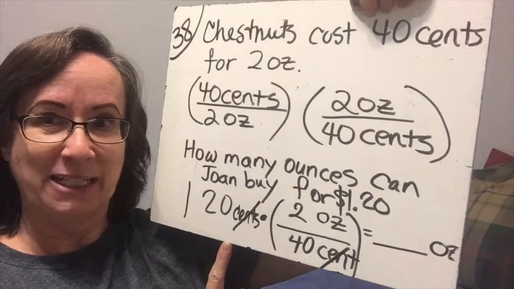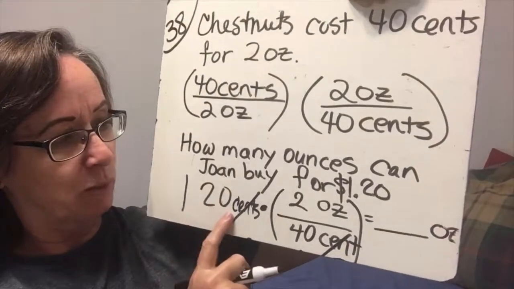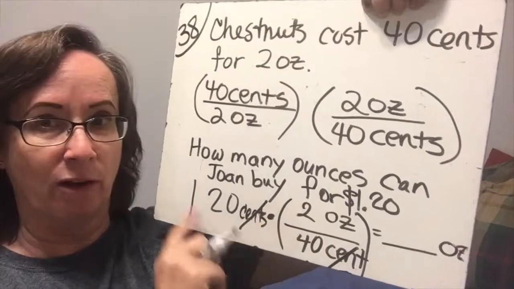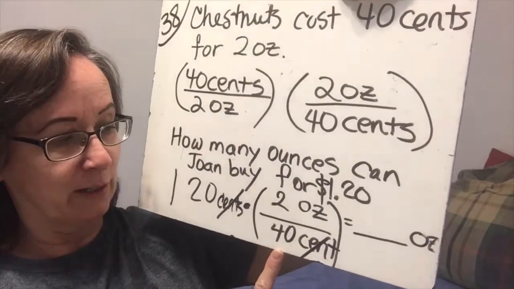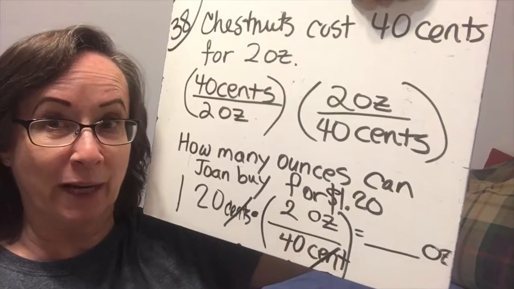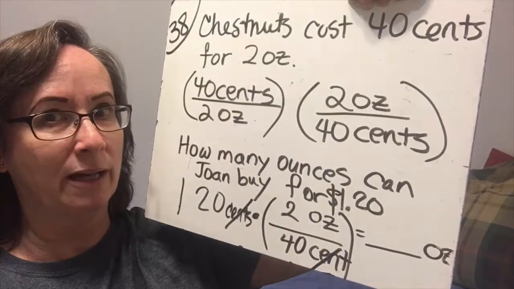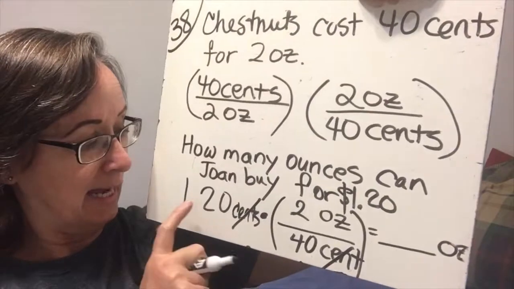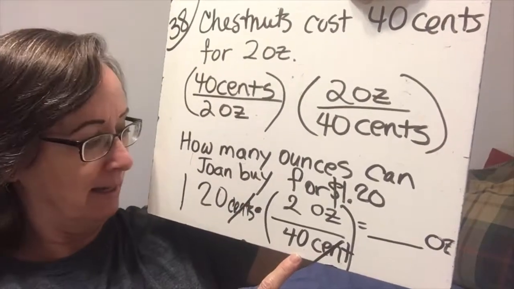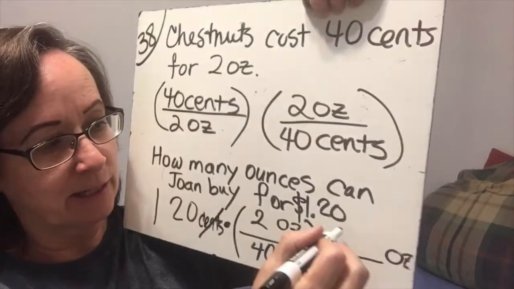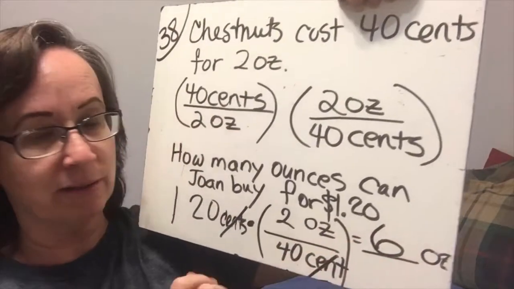So now we're ready to do our problem. 120 times 2, and then all of that divided by 40, or we could say, well, 2 over 40 is the same as 1 over 20. And 120 divided by 20 is going to be 6. So we can buy 6 ounces.